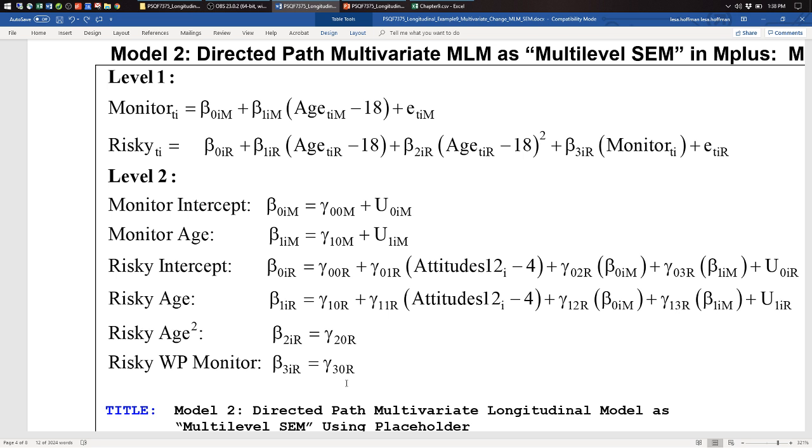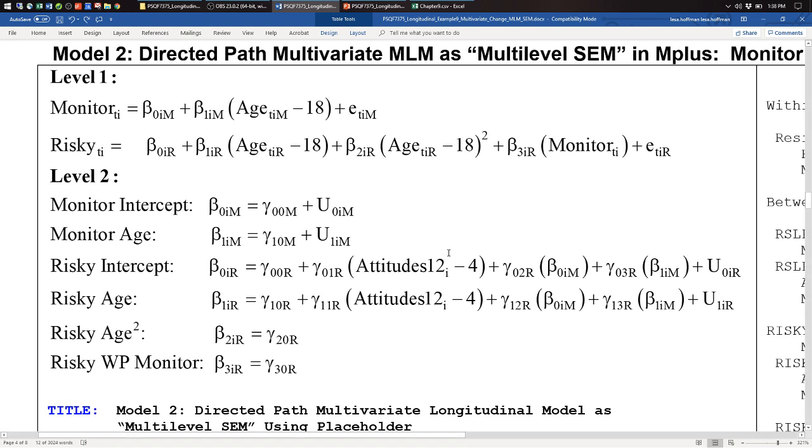I need M plus to do that. Or Bayes, but that's tomorrow. You can do it in Bayes and M plus, but this is a multi-level SEM. So I want to point out the differences relative to what we're doing before.